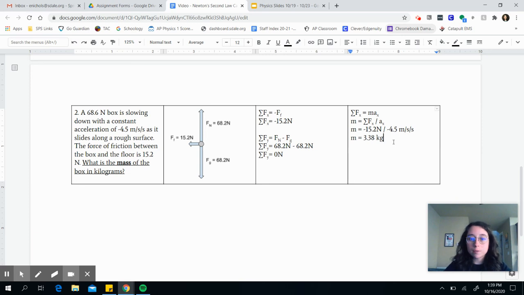Okay. I know this is a lot of information, but this half you've all seen before. So the main focus is that you need to know to start with sum of your forces is equal to mass times acceleration. Make sure you pick your correct direction. Do some one-step algebra, and you can get there. Email me if you have questions, okay?